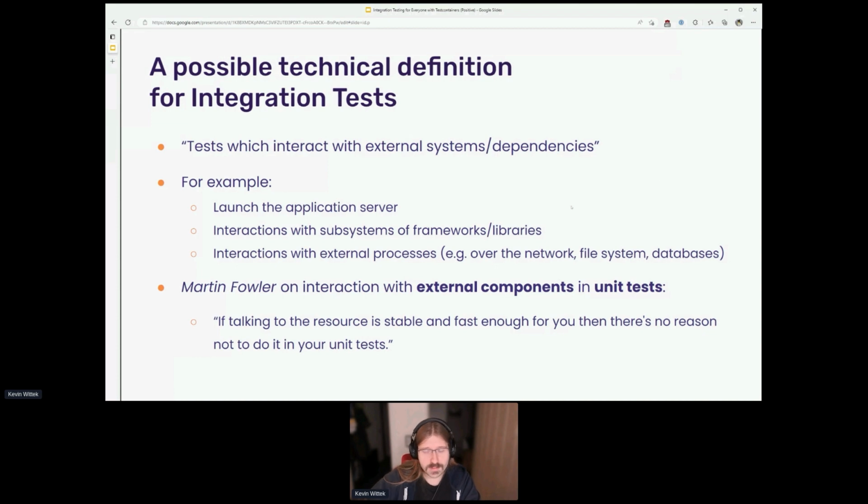Martin Fowler has an even different spin on it, and he talks about the interaction with external components in unit tests. If talking to the resource is stable and fast enough for you, then there's no reason not to do it in your unit test. So for him, if you have an easy way to interact with your database, you would still call it a unit test. And it's also a nice way to think about it. We don't have to be dogmatic about it, I think.